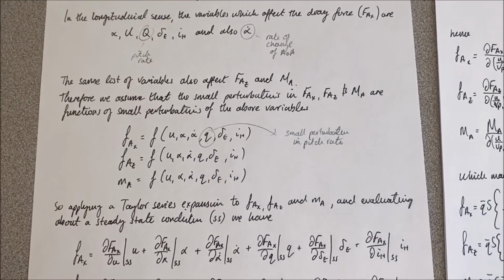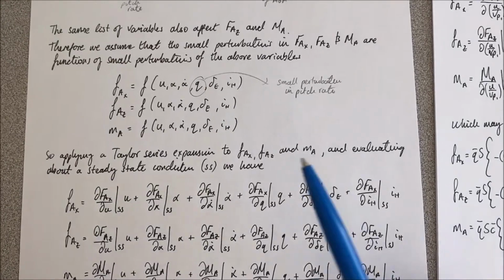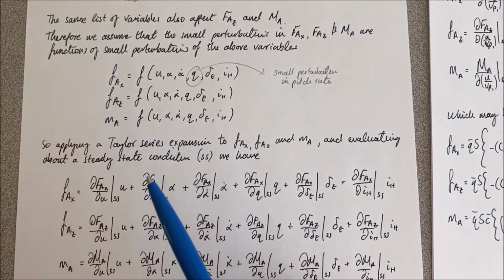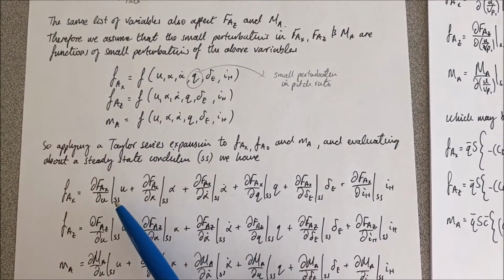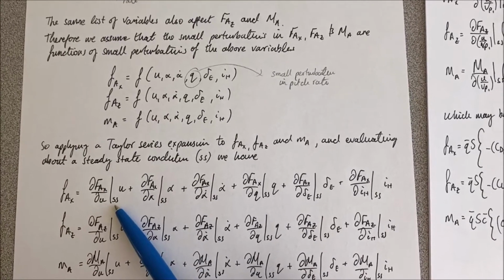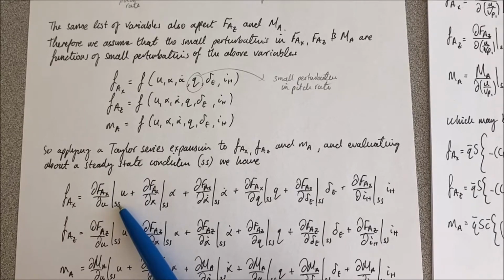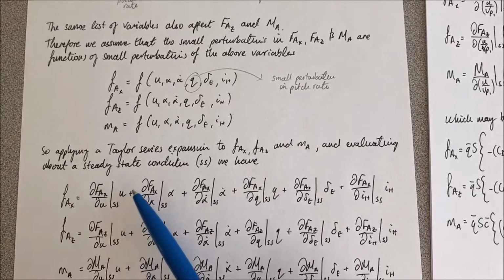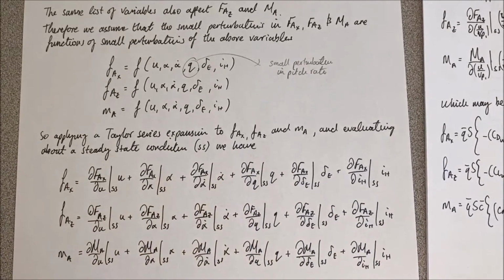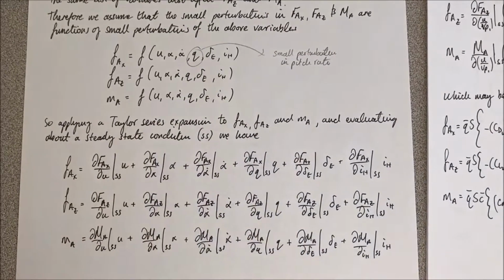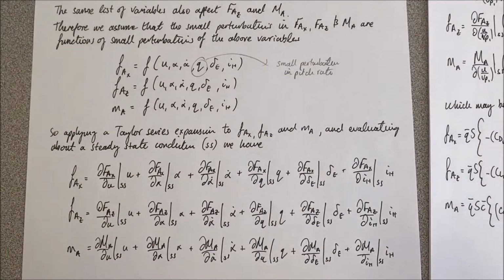As we've done in all of the previous sections, we can go ahead and apply a Taylor series expansion to each of those about the steady state condition, for which we're now going to use the terminology SS. Each derivative is evaluated at the steady state condition and then multiplied by all of the small perturbations to get this system down here.